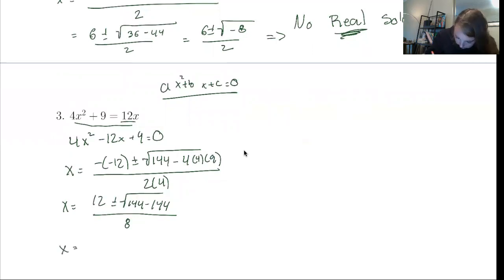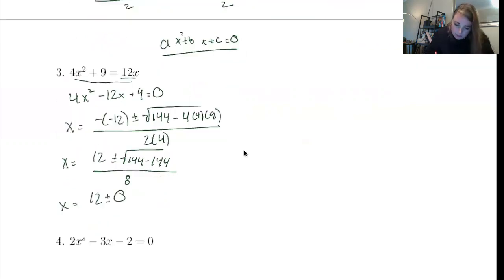Well, 144 minus 144 would be 0. The square root of 0 is 0. Divided by 8. 12 divided by 8 is 3/2.